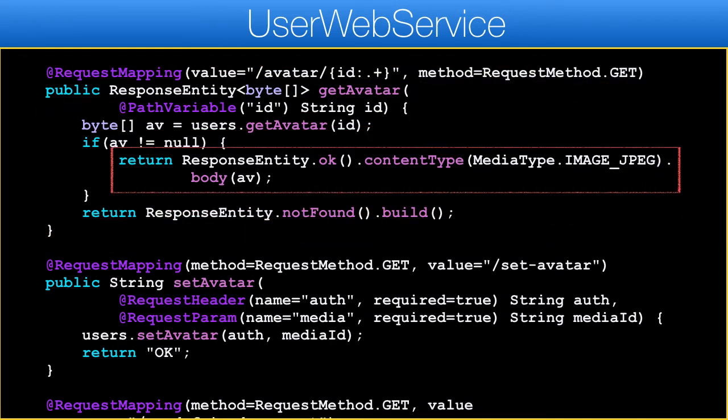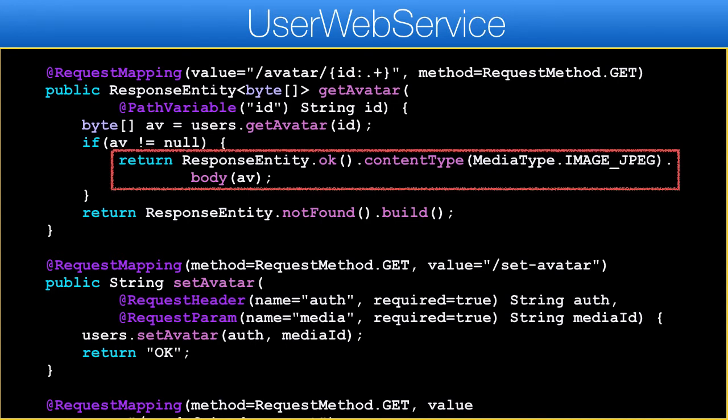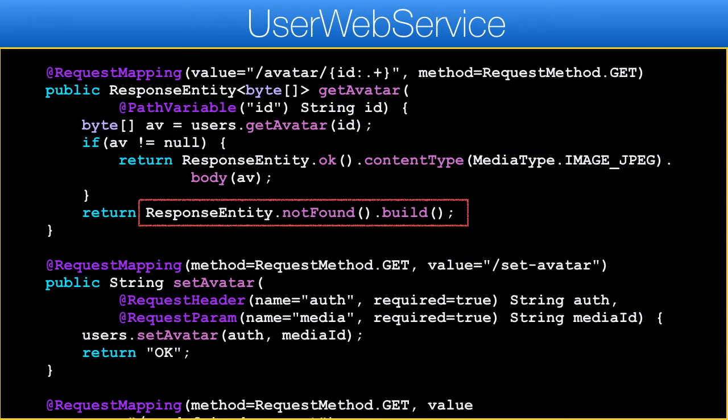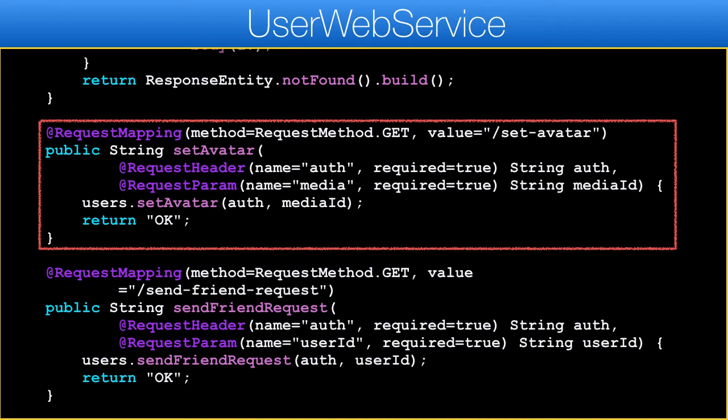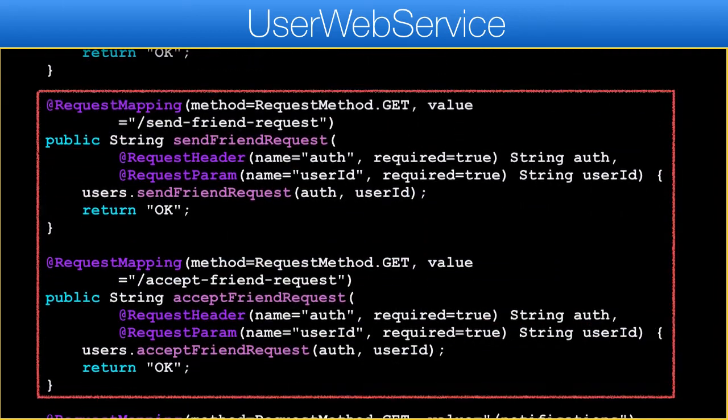Response entity lets us control the HTTP response, including the MIME type and media content. In this case, we send a 404 response when the user doesn't have an avatar. I use the get method to make a change in the set avatar request. This simplifies the code, as it already requires a separate operation to upload the media object.